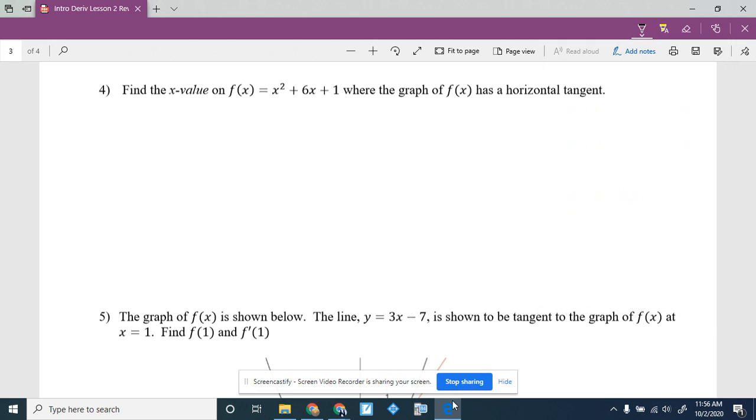Welcome back. All right, we're continuing with these derivative problems. So here we go. It says find the x value on the graph of f of x equals x squared plus 6x plus 1, where the graph of f has a horizontal tangent.